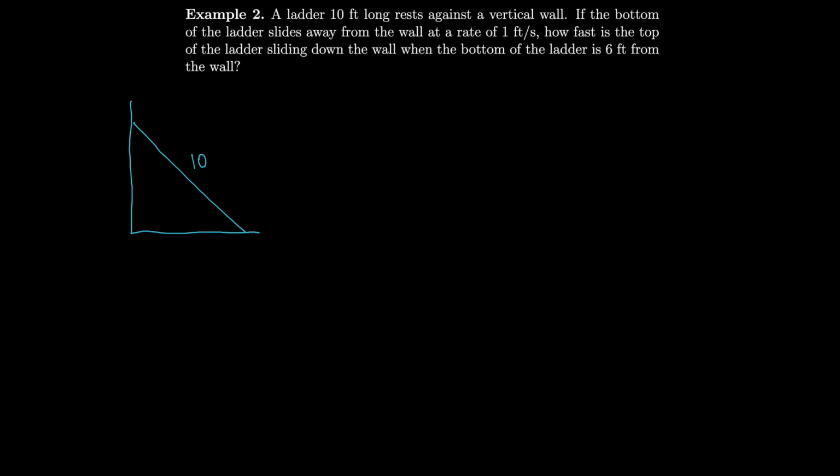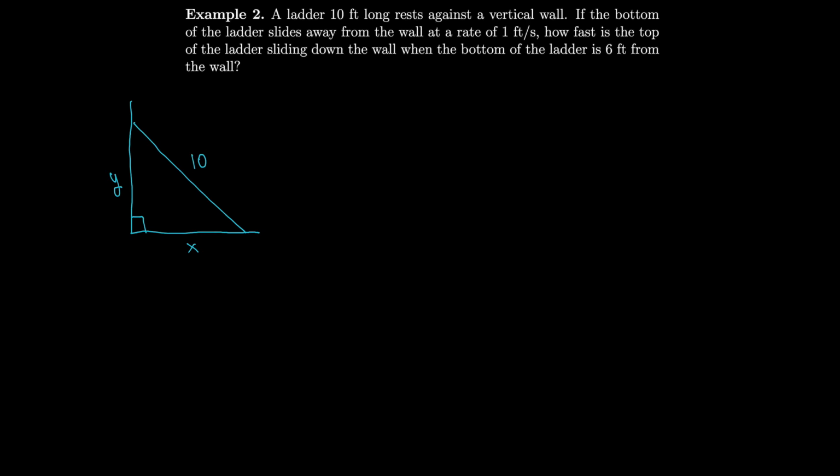So the ladder is 10 feet, that's constant, so I can just put the 10 there immediately. However, it's sliding away from the wall, so this value on the bottom is a variable because it changes depending on what time it is. That'll be how far it's slid away from the wall. Similarly, the height of the ladder against the wall is variable because it's sliding down the entire time.